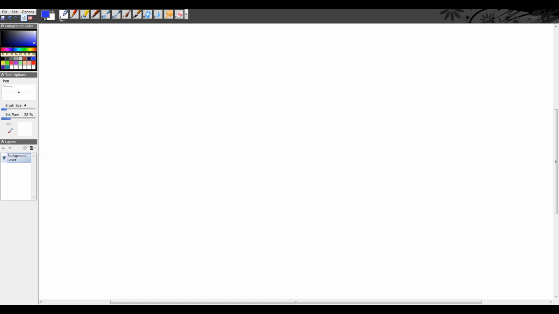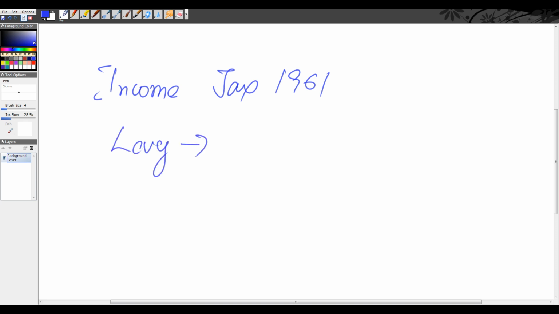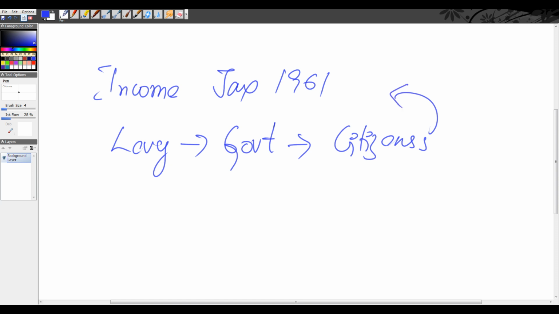Very simple. For that, we have the Income Tax Act of 1961, which gives the powers to the government to demand tax from the citizens. So now, if this is a levy which is imposed by the government on the citizens based on the Act of 1961, on what basis is this levy imposed? So there should be some basis for this levy. So what is that basis then?